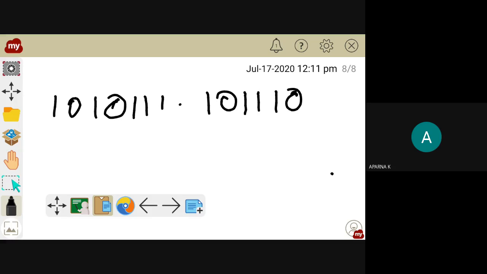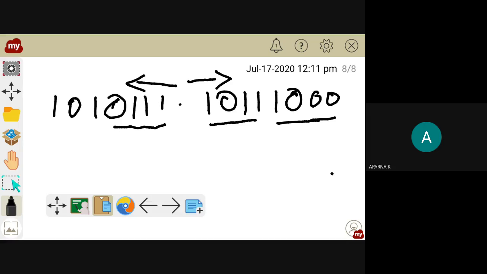Here you have to go in this direction on the right side, and on the left side in this direction. So divide into groups. 1011 is one group. 10, you don't have the full 4 bits, so you put 2 zeros. This is another group. Then 11110 is one group.